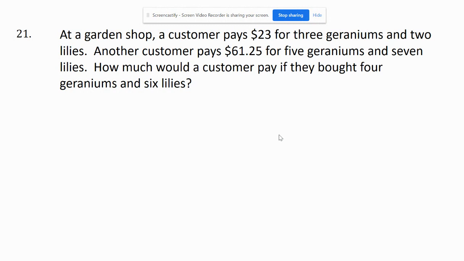Okay, these are all the bonus problems. At a garden shop, a customer pays 23 for 3 geraniums and 2 lilies, and the customer pays 61.25 for 5 geraniums and 7 lilies. How much would a customer pay if they bought 4 geraniums and 6 lilies?